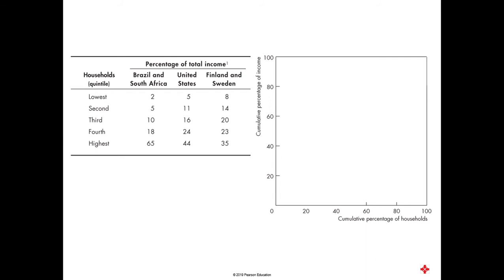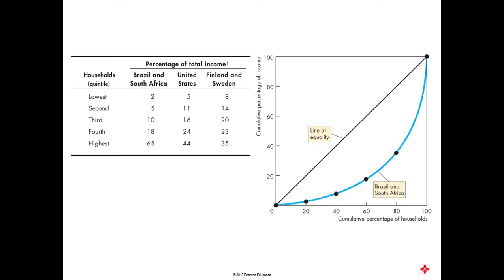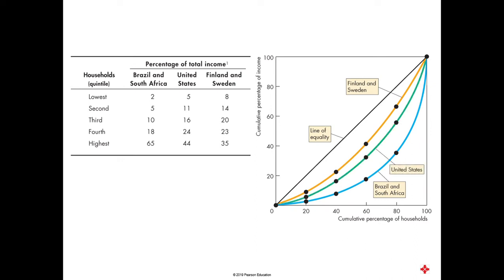So if we want to look at that on a graph, here we would have that line of equality. The line of equality is if everybody had the same exact income. That's what the Lorenz curve would look like. Now, if we put on there Brazil and South Africa, that's what their Lorenz curve would look like. Here would be Finland and Sweden, and then somewhere in the middle is the United States.